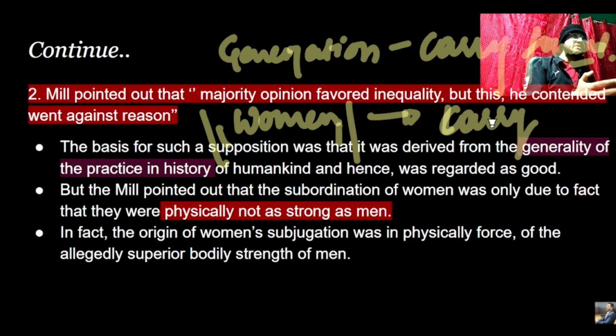If a son sees his mother just working within the four walls, he will also subject his wife to do the same, to work within the four walls, and hence his son will also practice the same thing. And this idea is known as generality of the practice, which is generally practiced from generation to generation. And this is one of the bases which Mill is attributing to the idea of gender inequality.